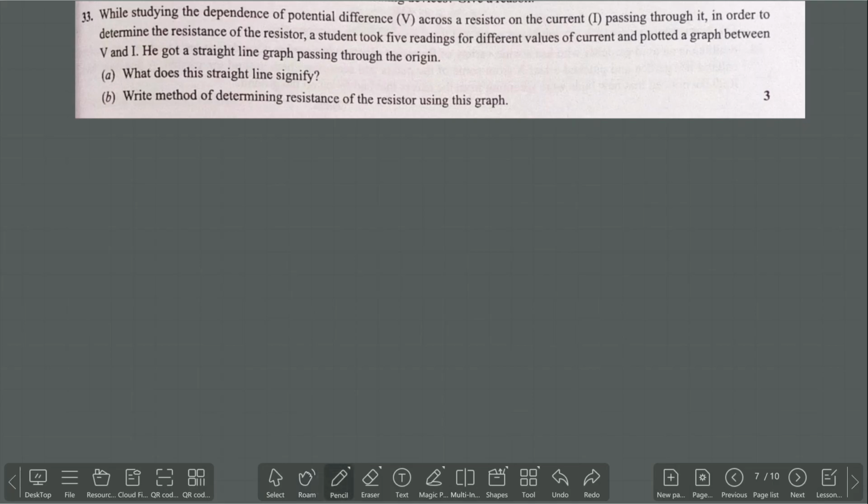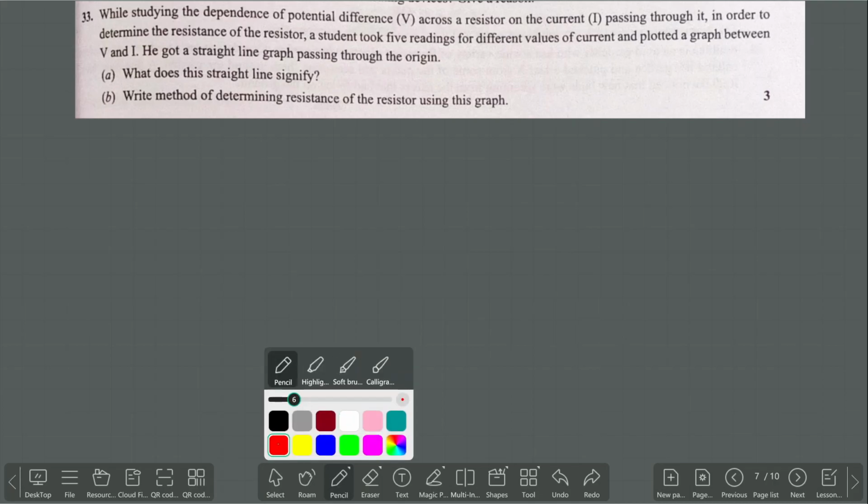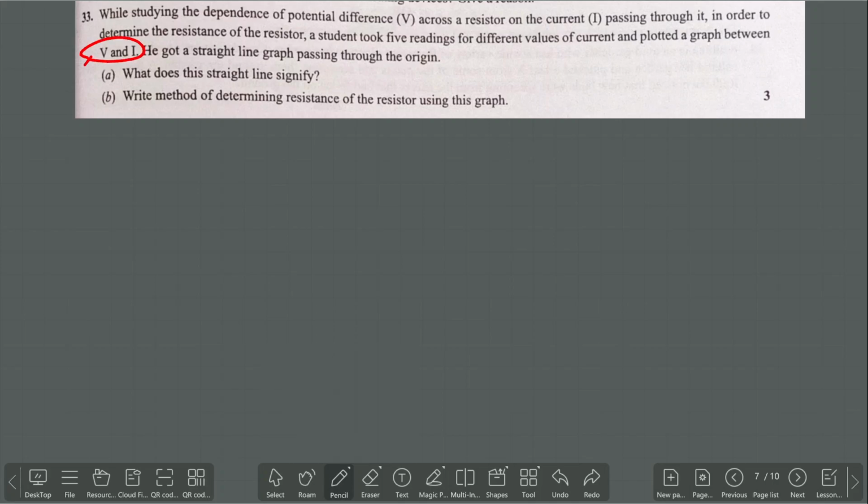So the next question: while studying the dependence of potential difference across a resistor on a current I passing through it, in order to determine the resistance of a resistor, a student took 5 readings for different values of current and plotted a graph between V and I. V and I means based upon what concept? It is based upon Ohm's law. Clear.